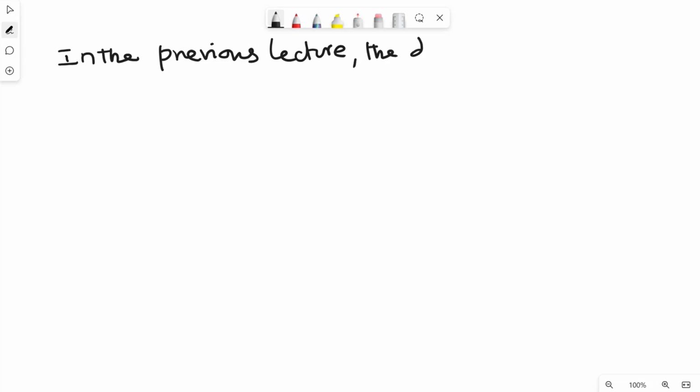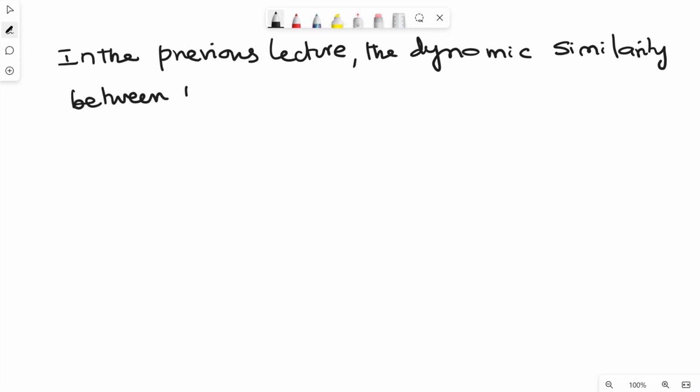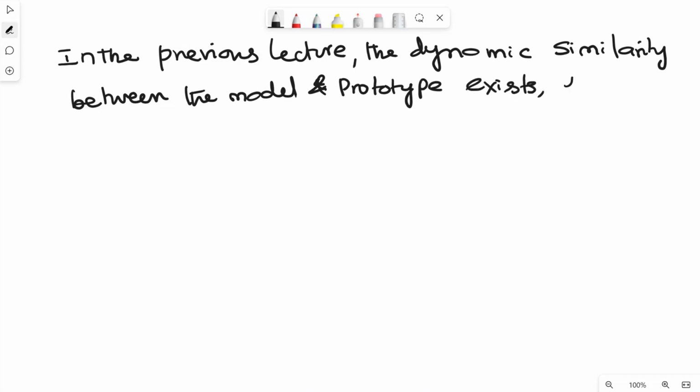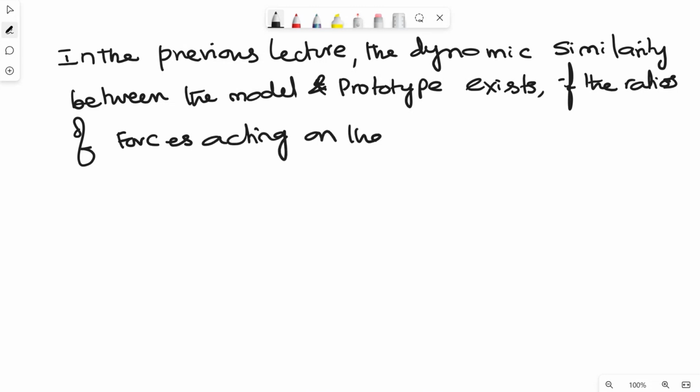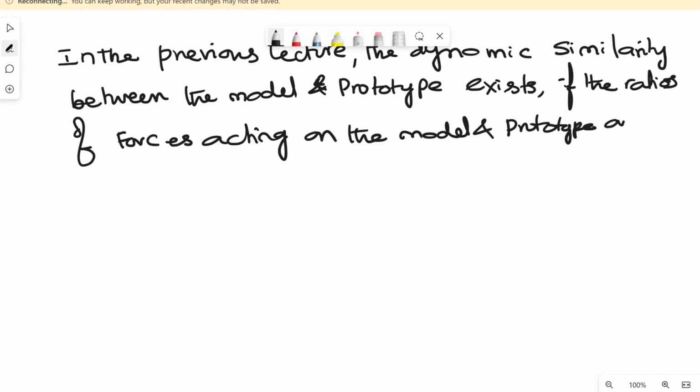we mentioned that the dynamic similarity between the model and prototype exists if the ratios of forces acting on the model and prototype are the same.